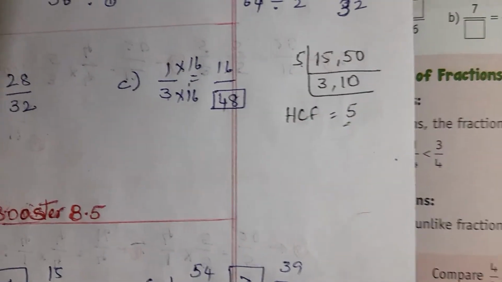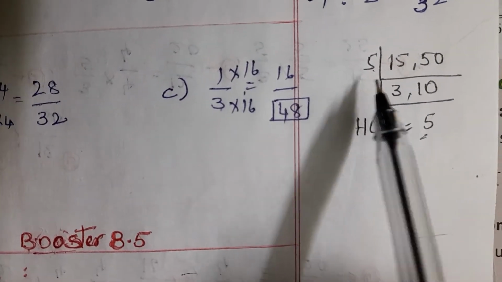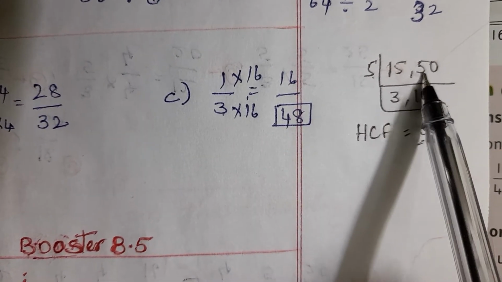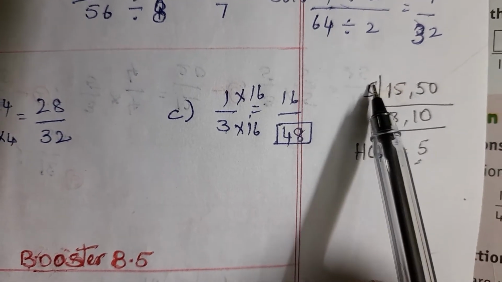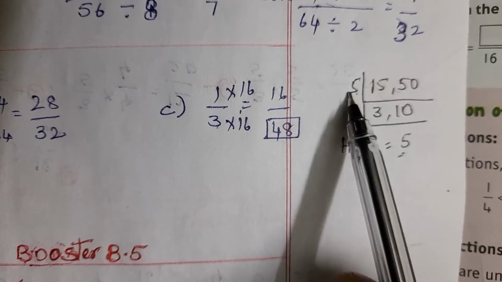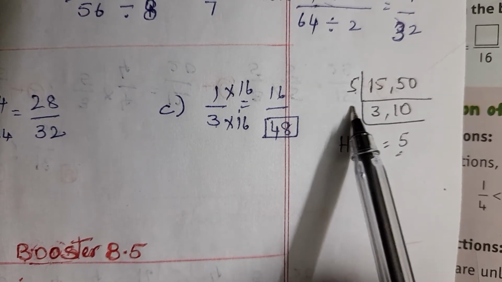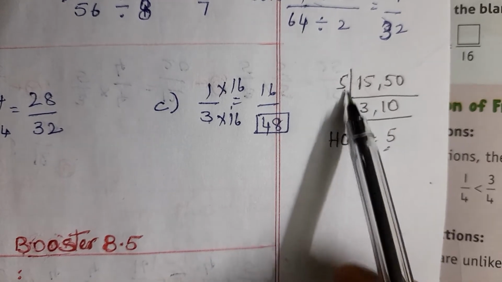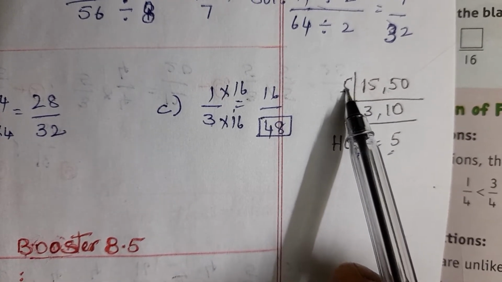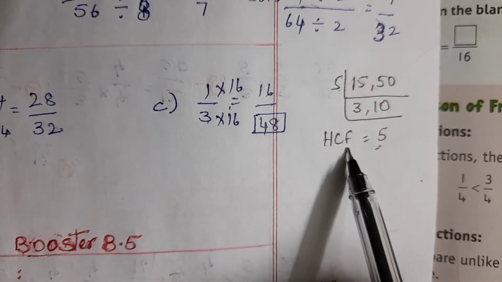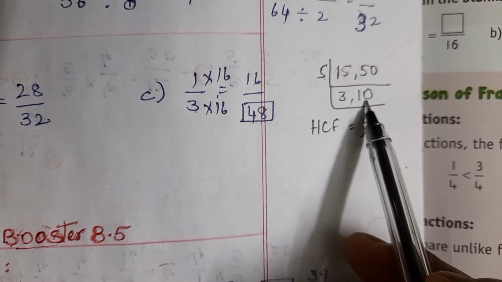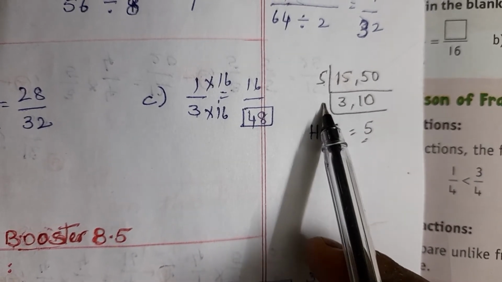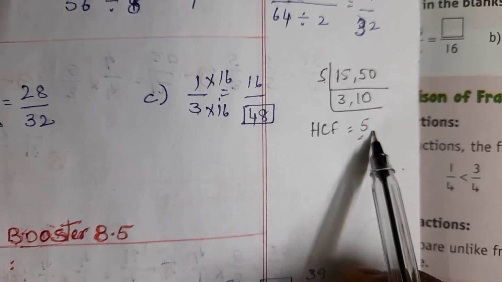According to the HCF, if we take 15 comma 50, both numbers come in the 5 table, meaning divisible by 5. So 5 threes are 15, 5 tens are 50. Now according to HCF, we have to take the common factor. Here, 3 and 10 cannot be divided in any other table. So we will leave it. So what is the HCF? It is 5. So with the 5, we need to divide.